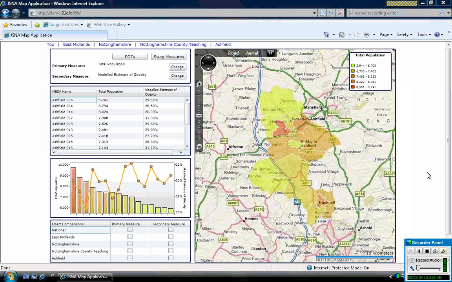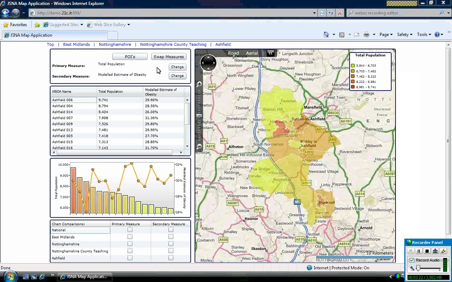So now what I'm going to do is jump to another area of the country, and you'll see from the breadcrumb at the top here that I've now moved from the northeast to the East Midlands. I'm looking at Nottinghamshire County. I'm looking at a particular teaching area in Notts County and a postcode area at Ashfield.